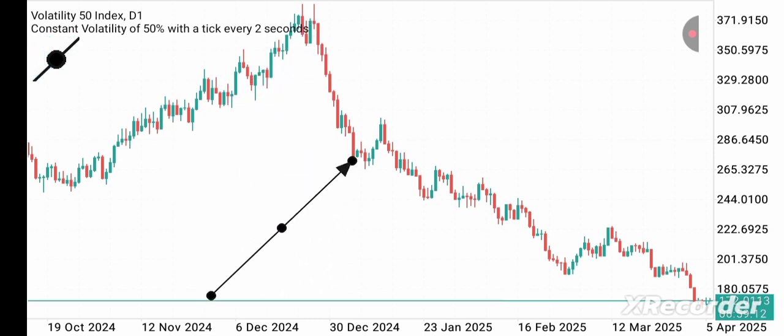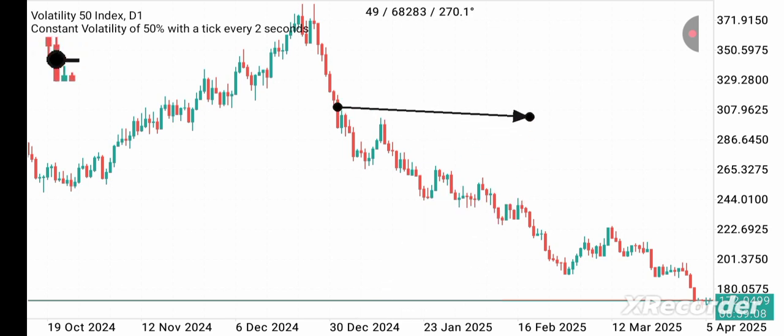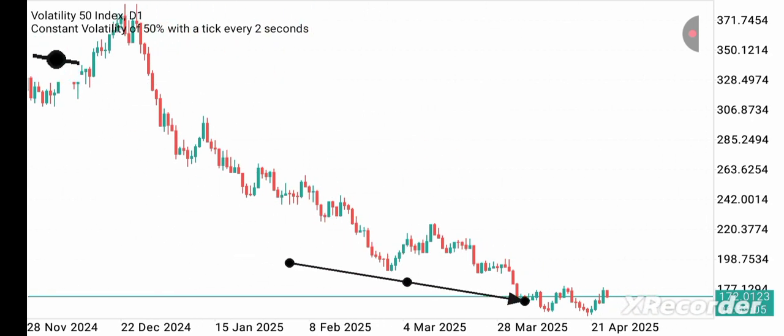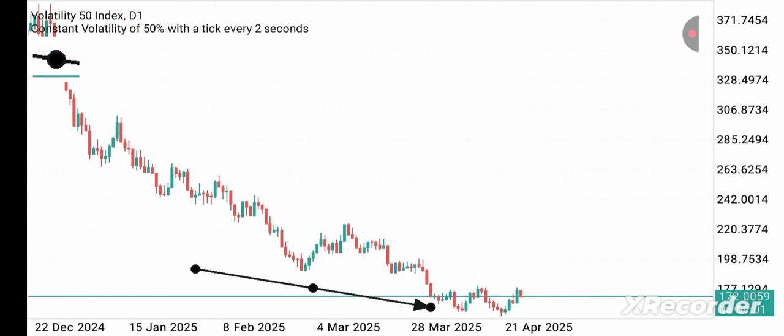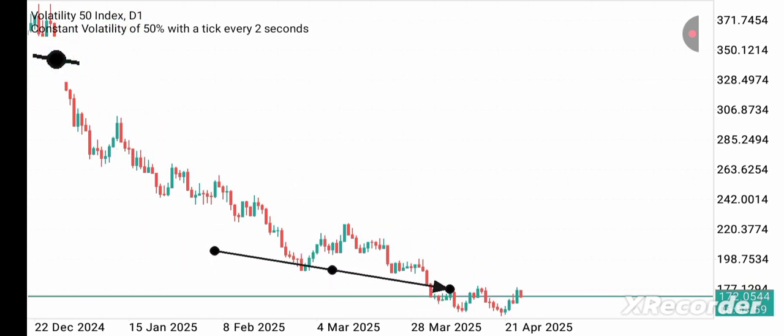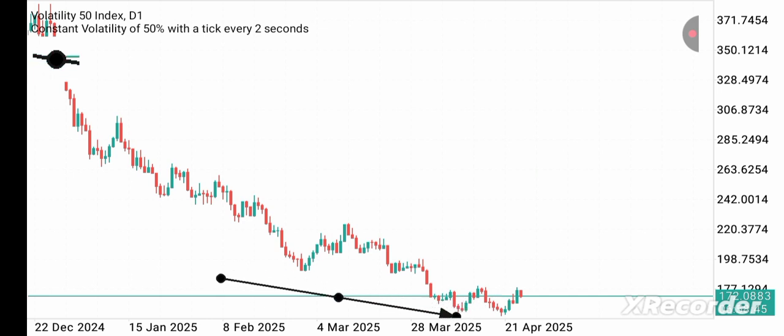Then it started creating these lower highs and lower lows, till it got to this level right here. After the market created this lower high and this lower low, it created a high that was a bit higher than the previous lower high, something that would actually look like a change of character. Then it still sold and went below the previous low.